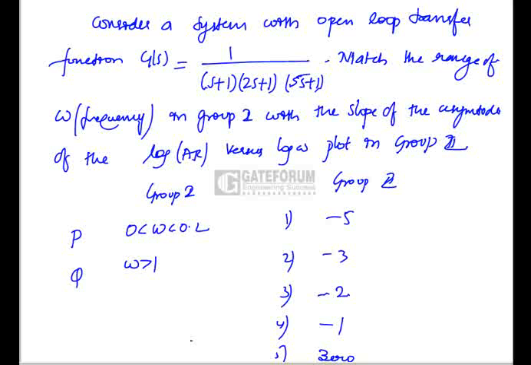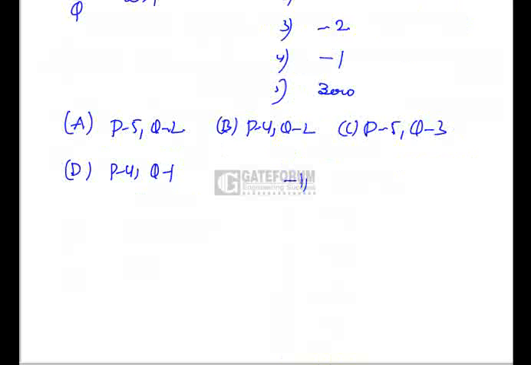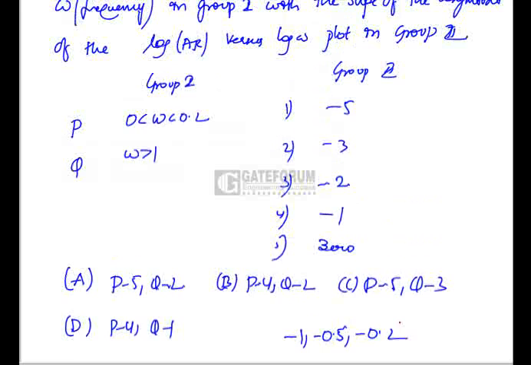Consider a system with open loop transfer function G of s equal to 1 by (s plus 1)(2s plus 1)(5s plus 1). He has given 3 poles in this transfer function. Okay. The corner frequencies are minus 1, minus 0.5 and minus 0.2. There are 3 corner frequencies.